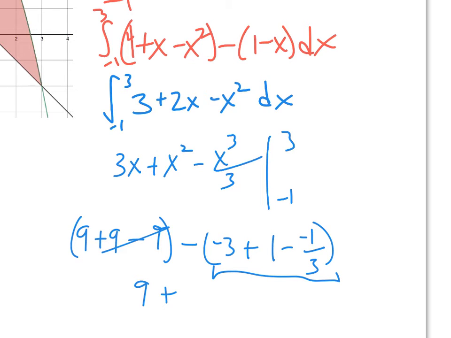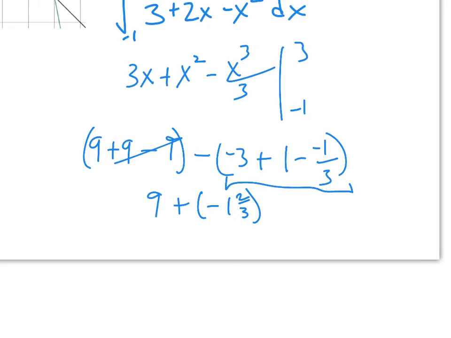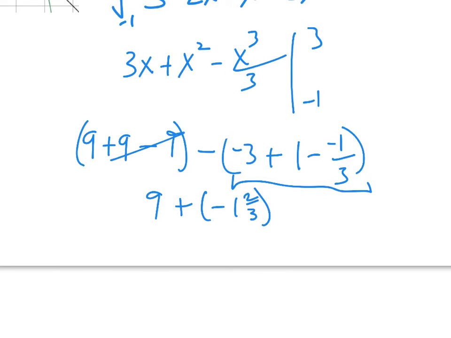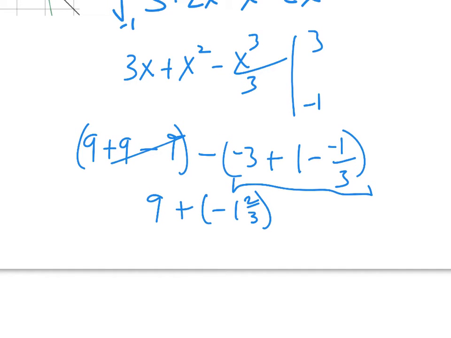So we've got -2 plus a third, so that would be plus a -1 and 2/3. Okay, or -5/3 there. So we have 9 plus a -1 and 2/3. That's going to be 7 1/3. Okay. There's our area. All right. Cool.